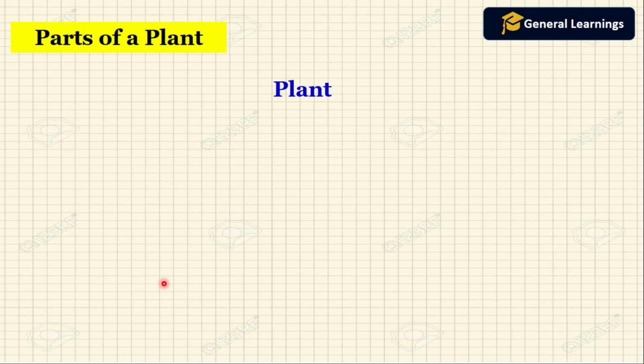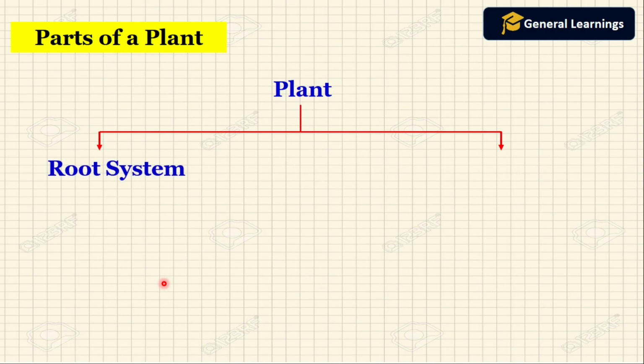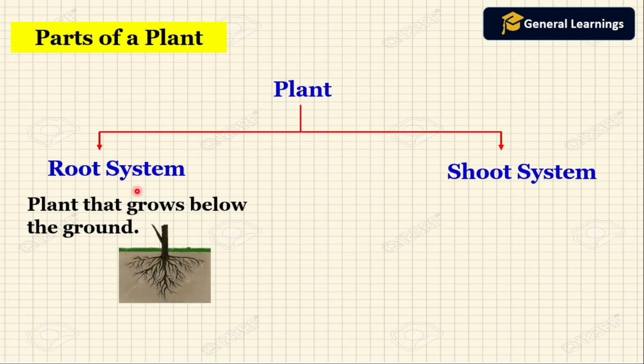A plant is further divided into two major parts. One is root system and another one is shoot system. Now we will see what is root system. The part of a plant that grows below the ground is called the root system, as we have shown in this picture. So the plant part that grows below the ground is called the root system.